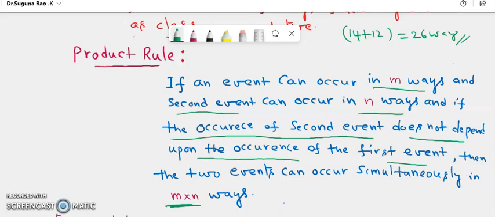Throughout the product rule, remember one point: the occurrence of the second event does not depend upon the occurrence of the first event. This means both events in the product rule are independent. In such cases, we are going to use the product rule. The main point in the product rule is that the occurrence of the second event does not depend on the occurrence of the first event.